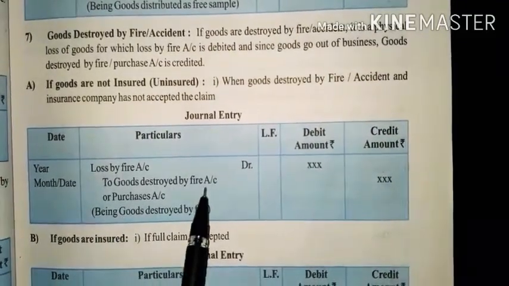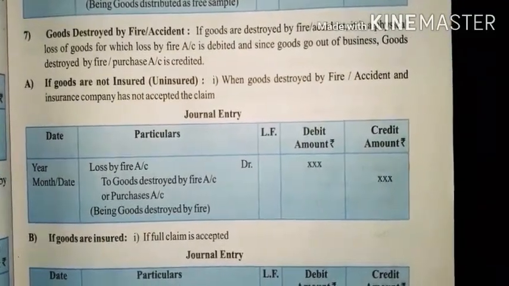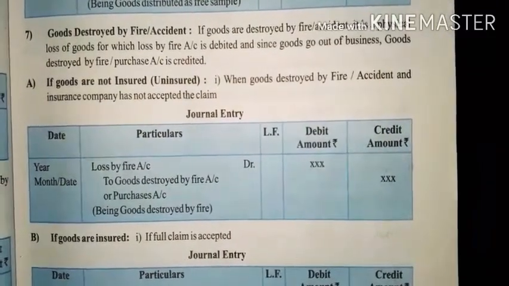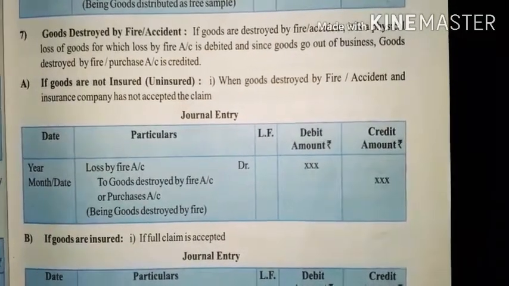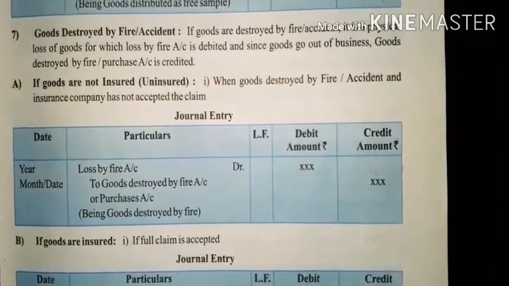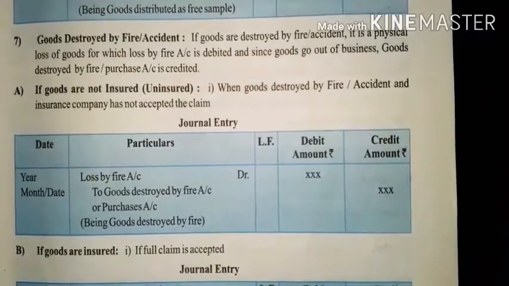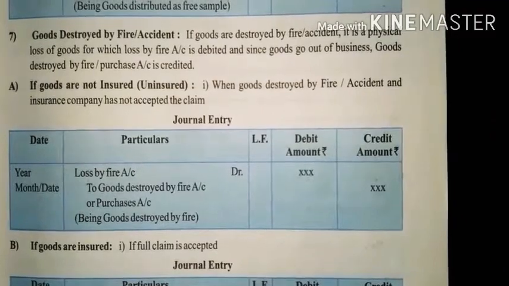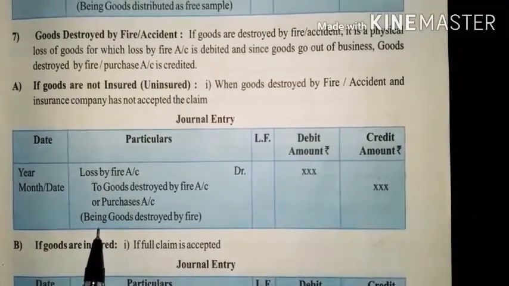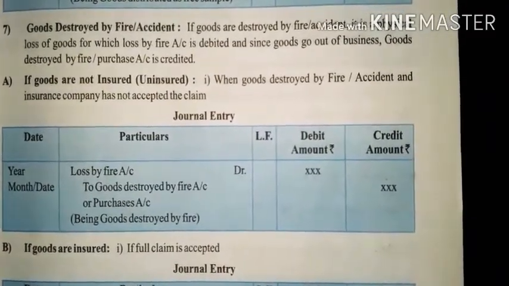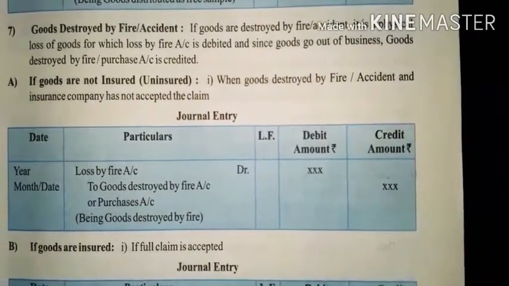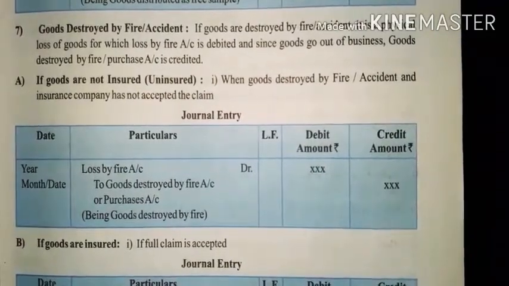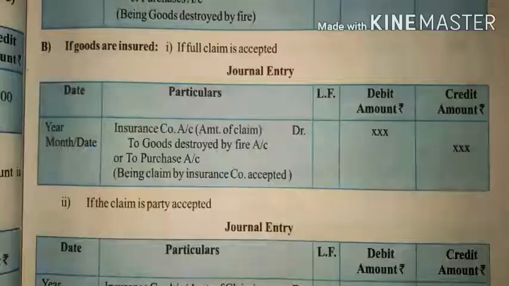The second effect will be to goods destroyed by fire or purchases account. Now goods are already destroyed by fire, they have already gone out of the business, that is why credit effect is given. Credit what goes out, real account applies over here. So the amount you have to write down in the credit column. And the description for the transaction being goods destroyed by fire. Very simple narration of the transaction. This is how the journal entry is made for goods destroyed by fire or accident.